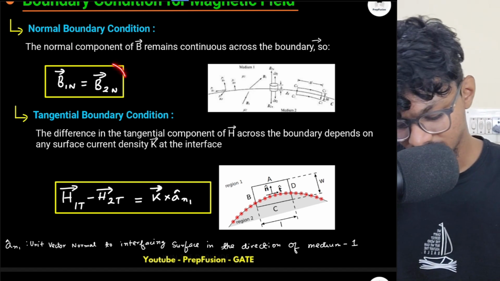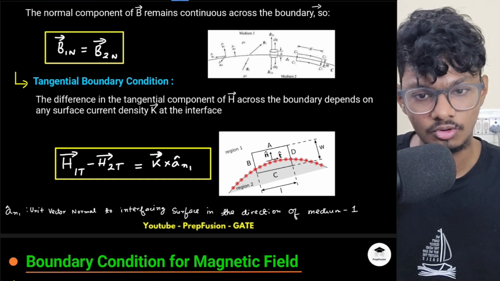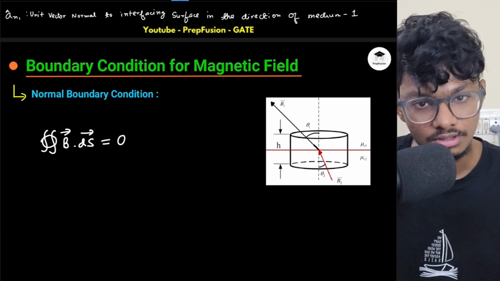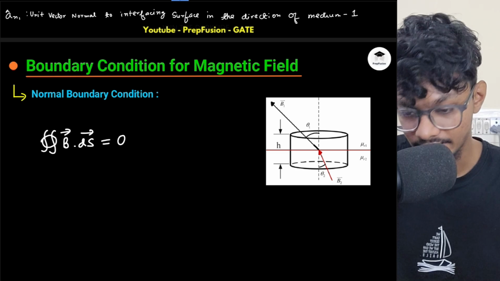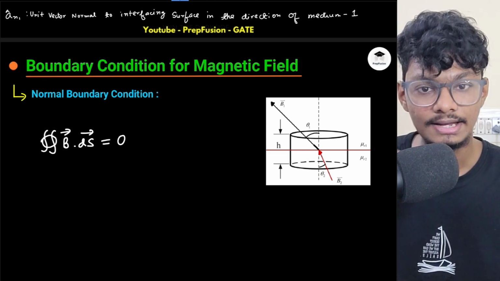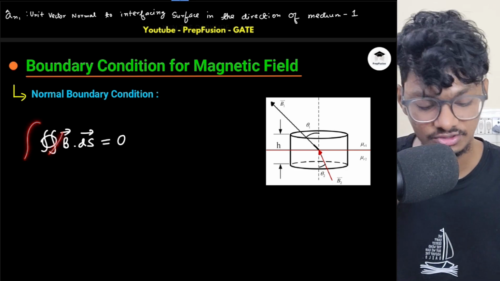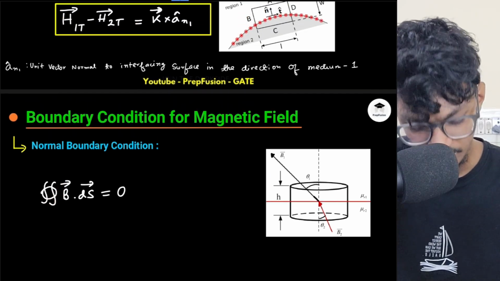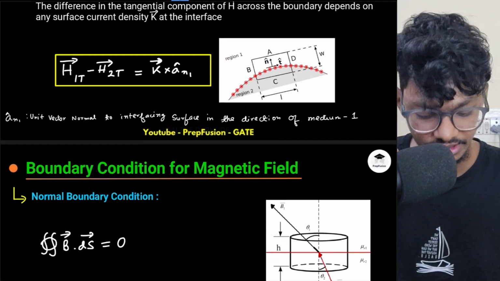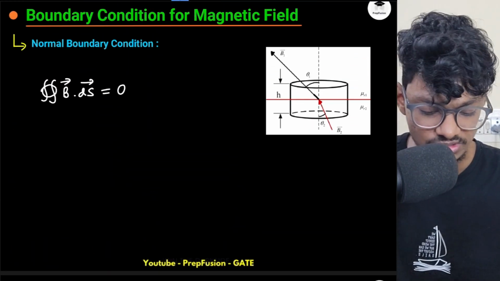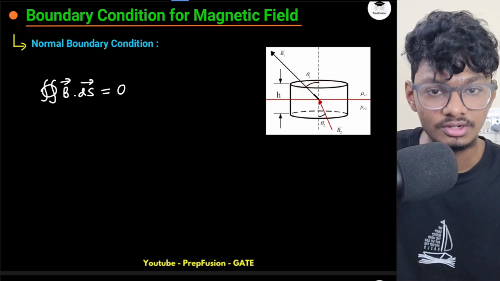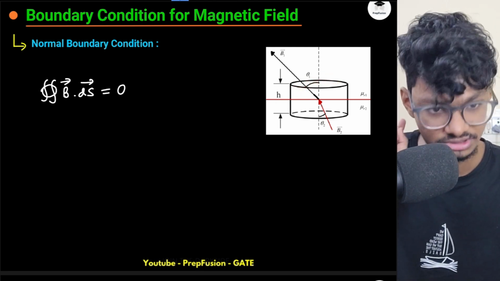So let's first derive the first one, the easier one, that is the normal boundary condition. In the normal boundary condition, I will take help of this particular simple magnetic field characteristic. What is it? The closed surface integration of B dot ds will be simply 0. So I will zoom in on this interfacing medium, and I will take a very small cylinder which encloses a volume. So it is a closed surface, it encloses a volume.